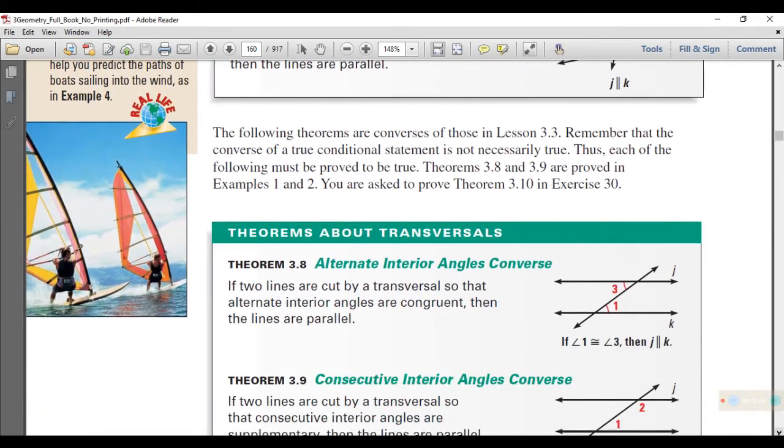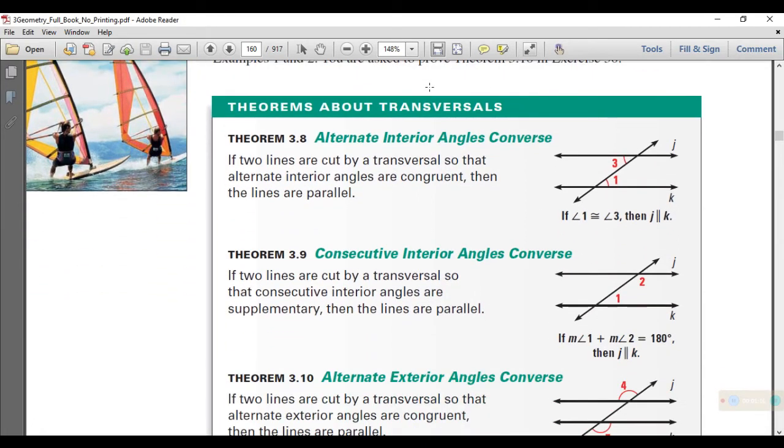Ngayon, dagdagan natin yung mga theorem natin about transversals. May mga idadagdag tayo. That is the alternate interior angles converse. If two lines are cut by a transversal so that alternate interior angles are congruent, then the lines are parallel. So, lahat dito, ang conclusion ay lahat sila ay parallel. Using the idea that alternate interior angles are congruent, consecutive interior angles are a linear pair or supplementary. Consecutive interior angles are supplementary, so equal sila sa 180. Alternate exterior angles are equal.